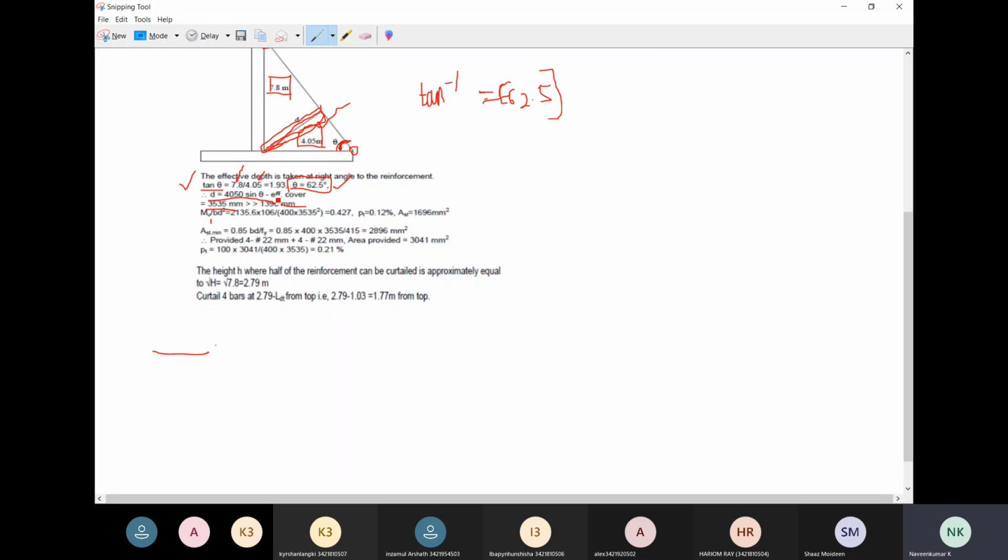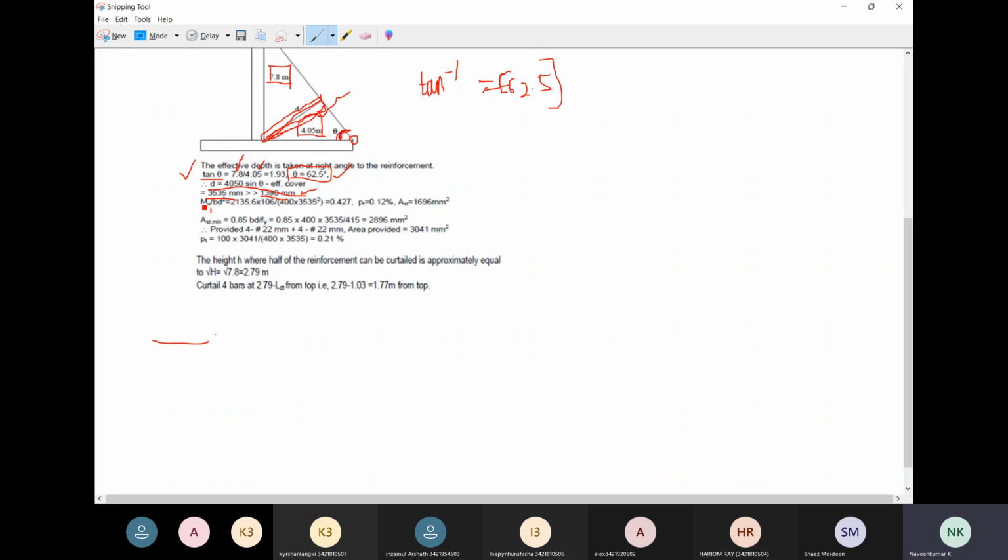In case of counterfort support, the depth is much greater than 1319 mm, which was calculated in the previous step. That is the minimum depth. So the minimum depth to be provided is 1390 mm, but we are going to provide the actual effective depth as 3535 mm, which is much greater than this value.